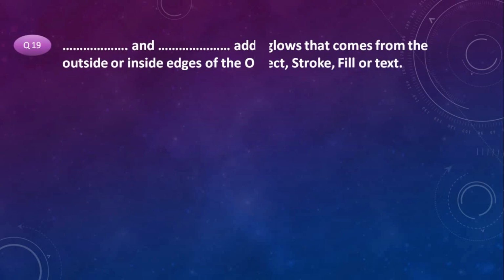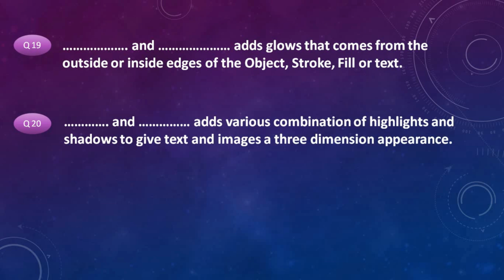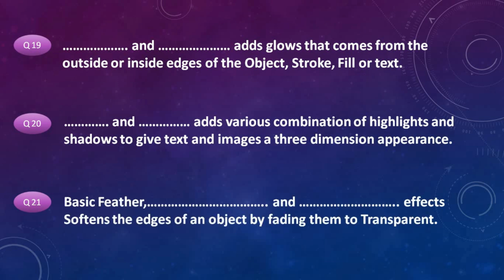The next question. Dash and dash adds glow that comes from the outside or inside edges of the object, stroke, fill or text. Dash and dash adds various combination of highlights and shadows to give text and image a 3D appearance. Basic feather, dash and dash effects softens the edges of an object by fading them to transparent.